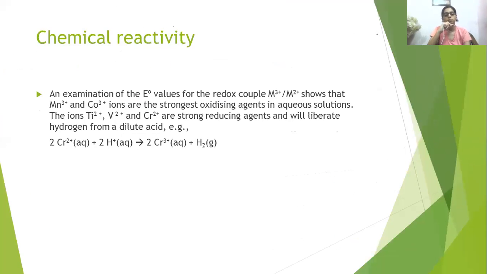Next, an examination of E0 values for the redox reaction M3 plus to M2 plus shows that manganese 3 plus and cobalt 3 plus ions are the strongest oxidizing agents in aqueous solution. The ions Ti2 plus, V2 plus and Cr2 plus are strong reducing agents and will liberate hydrogen from dilute acid as shown in the reaction.